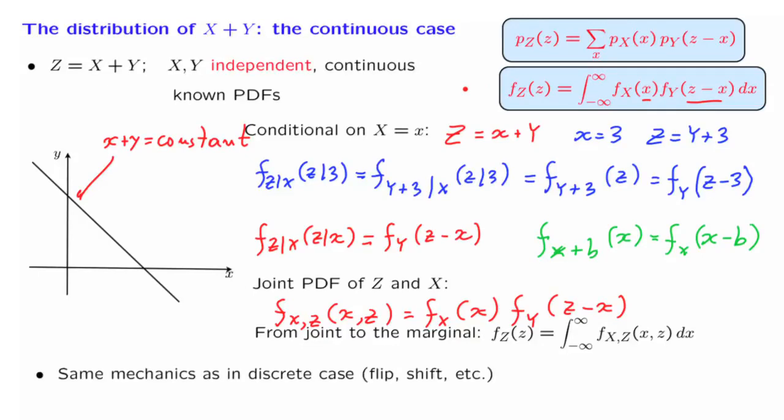In terms of the mechanics of carrying out the calculation of the convolution, the mechanics are exactly the same as in the discrete case. If you want to solve a problem graphically, what you will do is to take the PDF of y, flip it horizontally, and then shift it by an amount of little z, cross-multiply terms, and integrate them out.